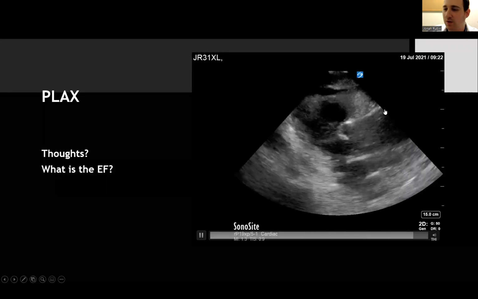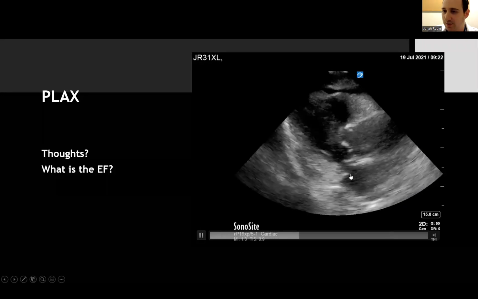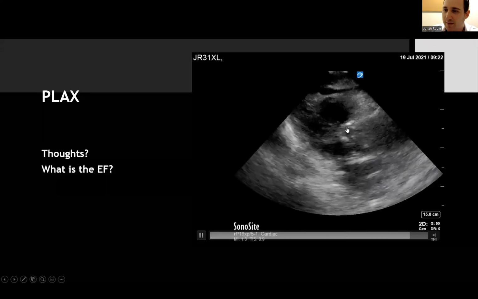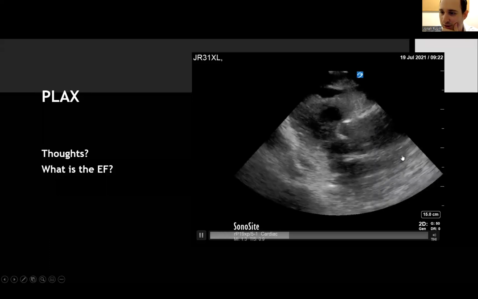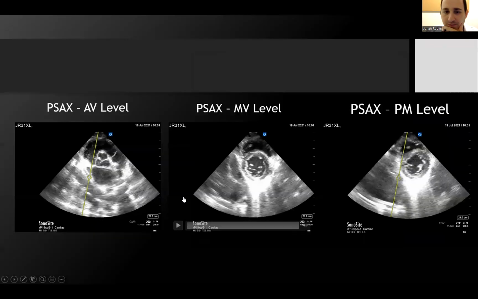So lots of questions on this view, right? We don't know much about LV function. We can't really say much from this view. We have a pericardial effusion. Let's look at the next.